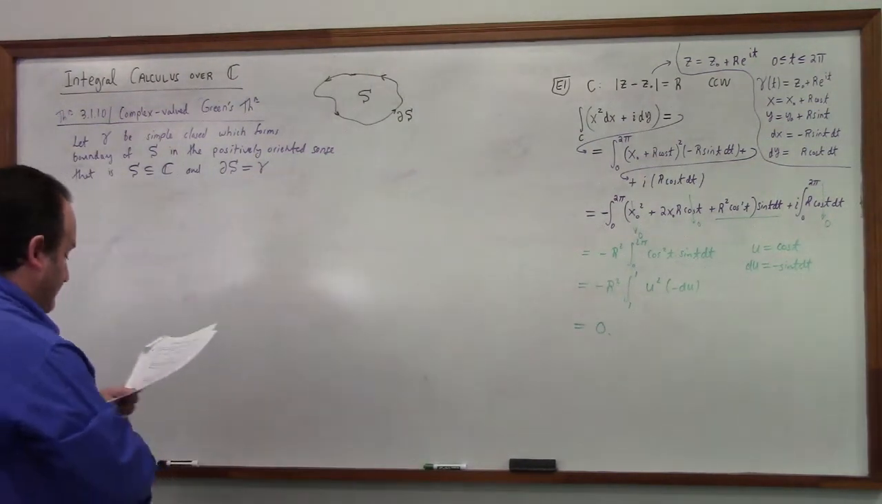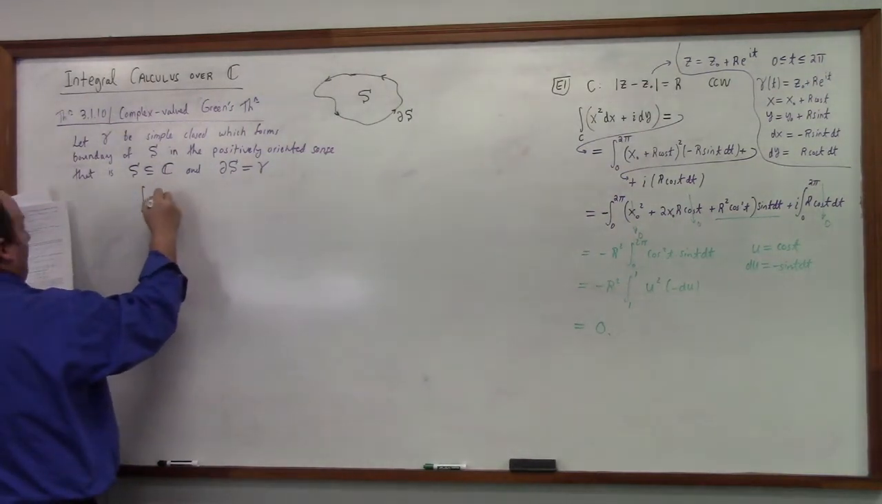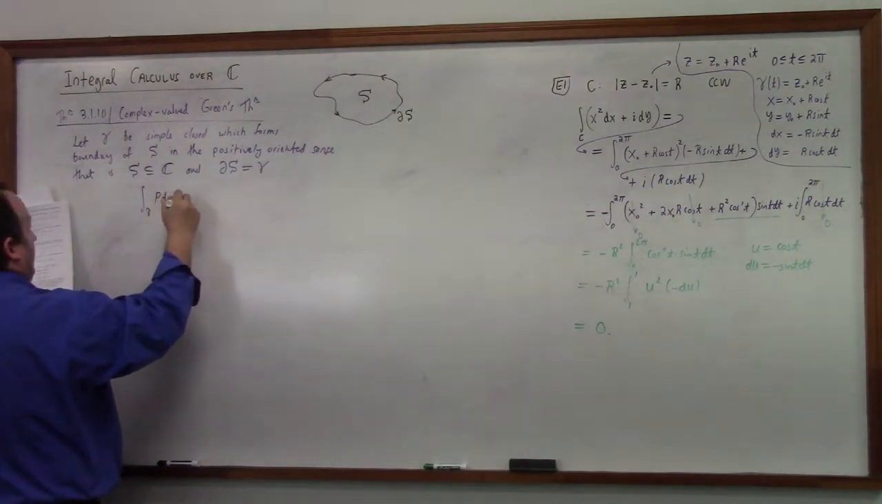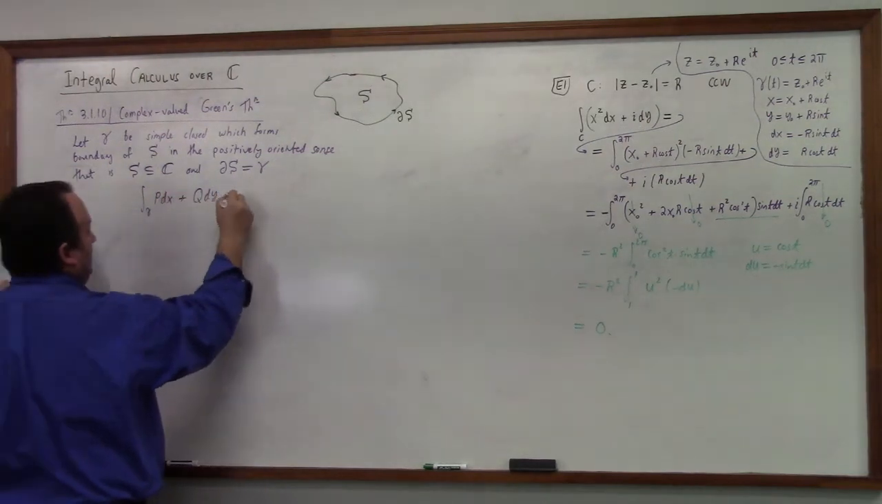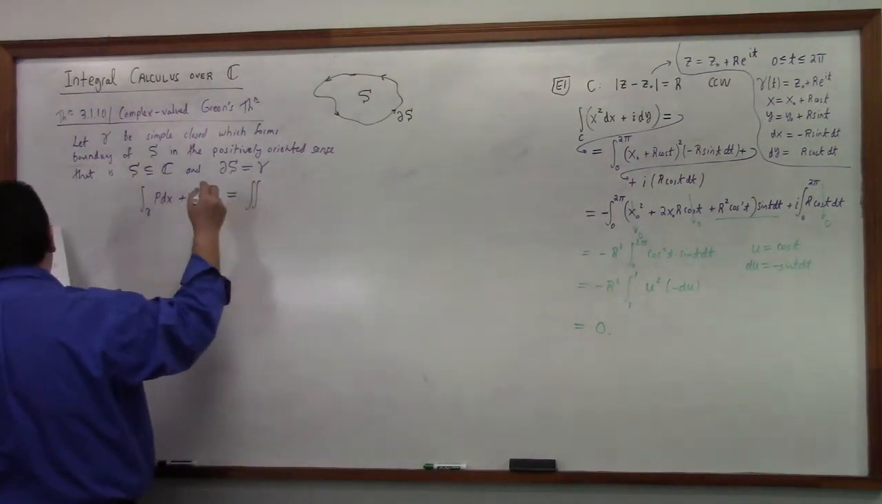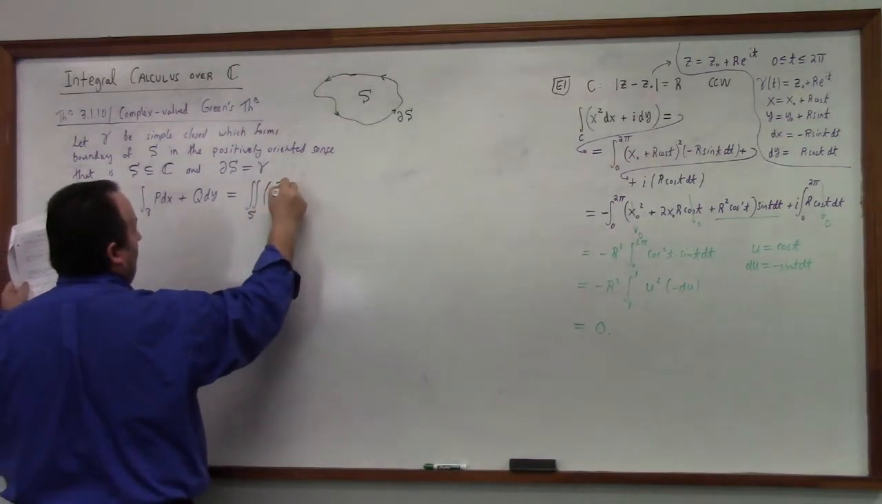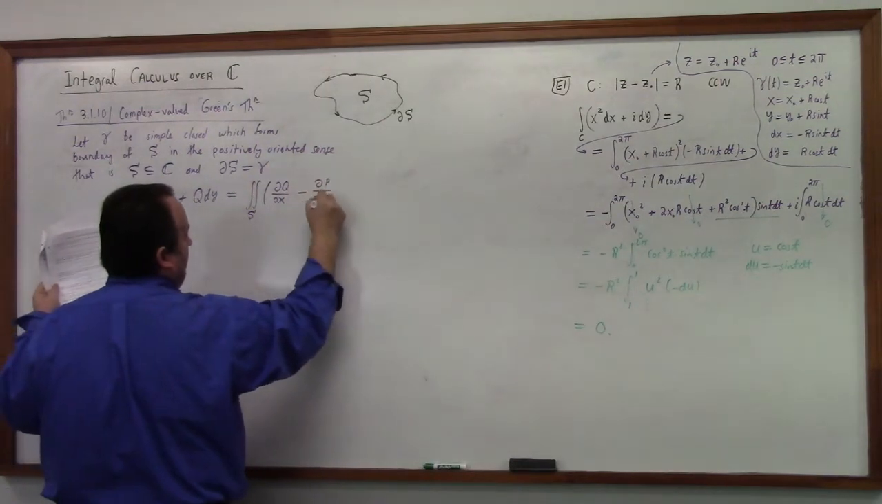Now, here's Green's theorem. The integral over gamma of p dx plus q dy is equal to the area integral, the double integral over S of partial q partial x minus partial p partial y dA.